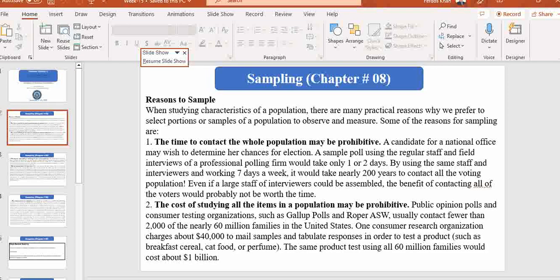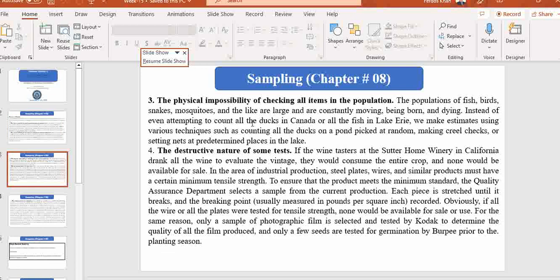Okay, here are some reasons to sample. Why do we need a sample? The time to contact the whole population may be prohibitive. So that is one reason. You can read the details. And the cost of studying all the items in a population may be prohibitive. This is also something you can read in detail. The physical impossibility of checking all items in the population.